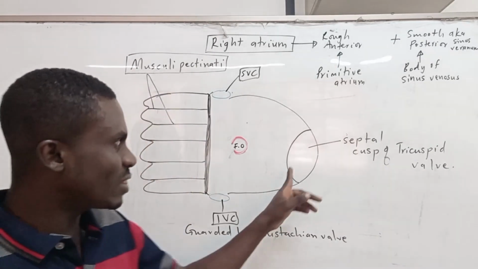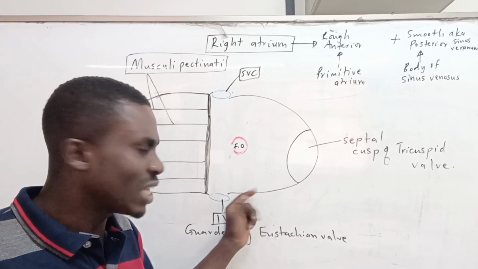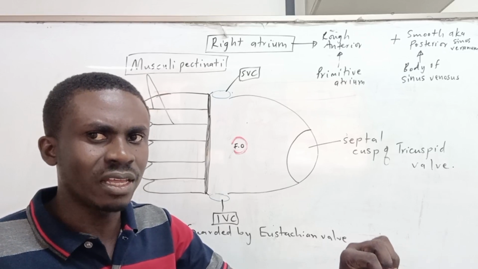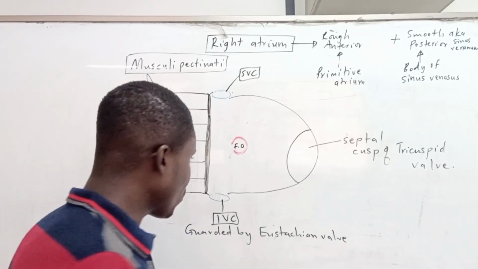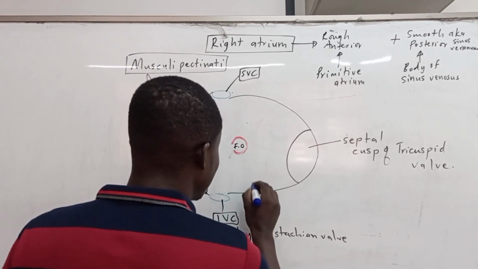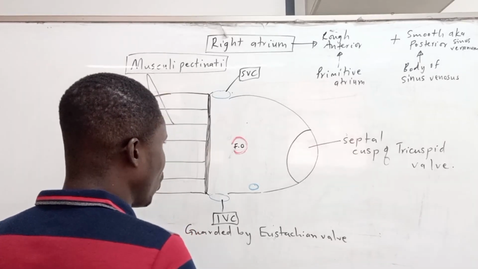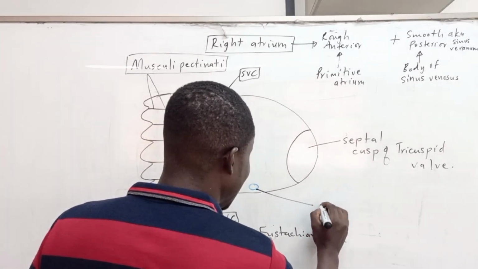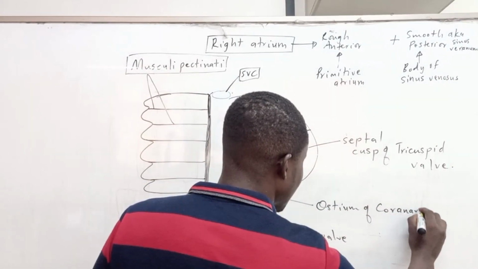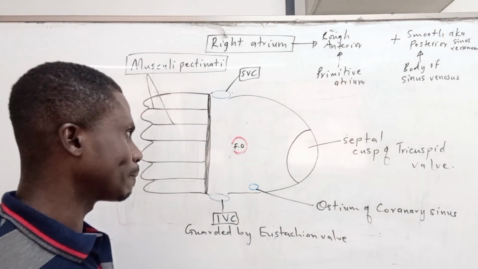Now, between the septal cusp, with the inferior vena cava as my reference point, this region over here, there's another opening. Remember that I told you that the smooth areas are where the vessels open. So the opening, or the ostium, of another vein, which we call the coronary sinus. Around this area, I have the ostium of the coronary sinus. You find it over there, the opening of the coronary sinus.